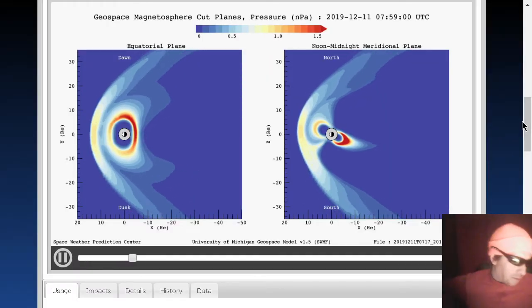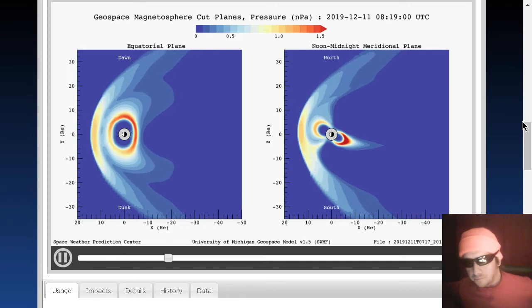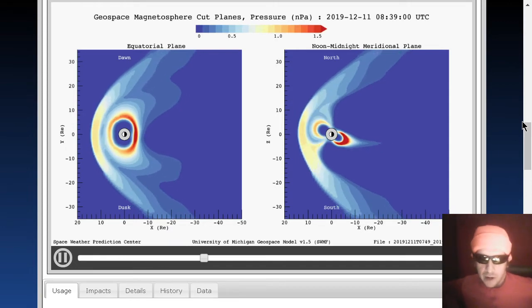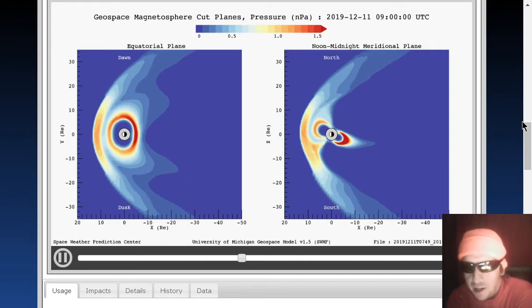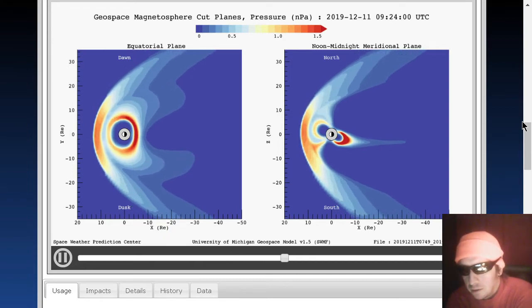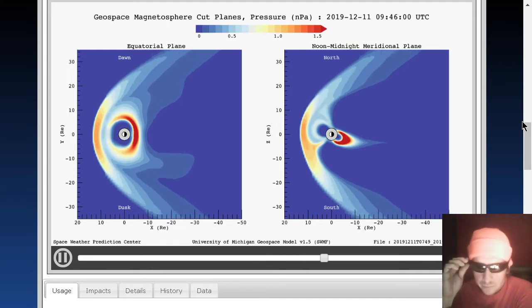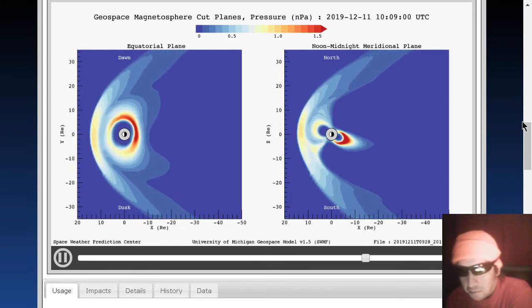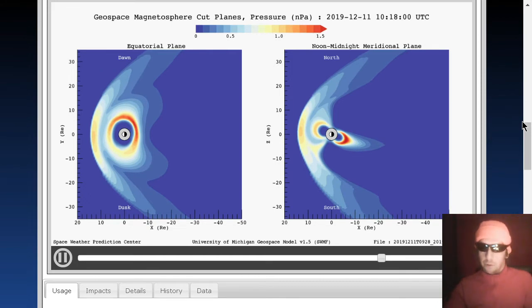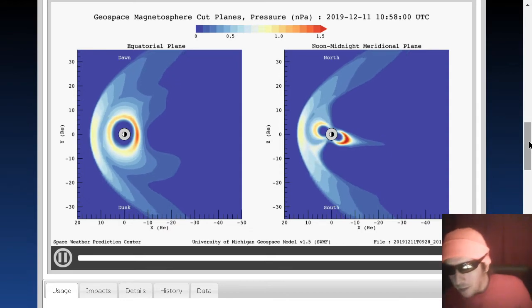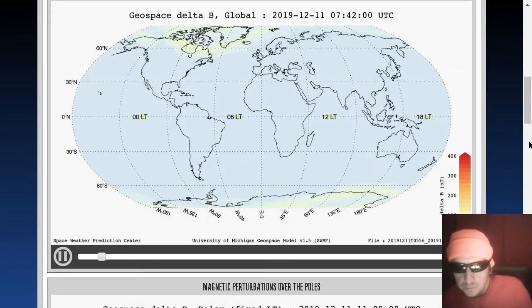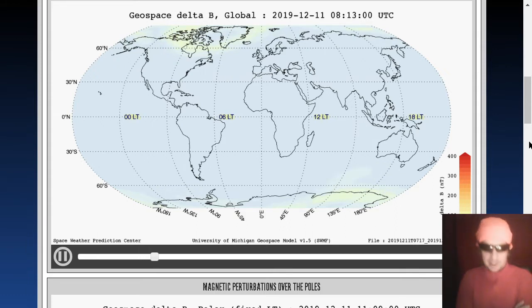And here are the geospace magnetosphere movies, looking at the magnetohydrodynamic pressure, which is fairly steady here. And you can see the kind of pulsations that you would expect from that solar wind. And next we'll look at the geospace ground magnetic perturbations. I apologize if the video and the webcam is not synced.